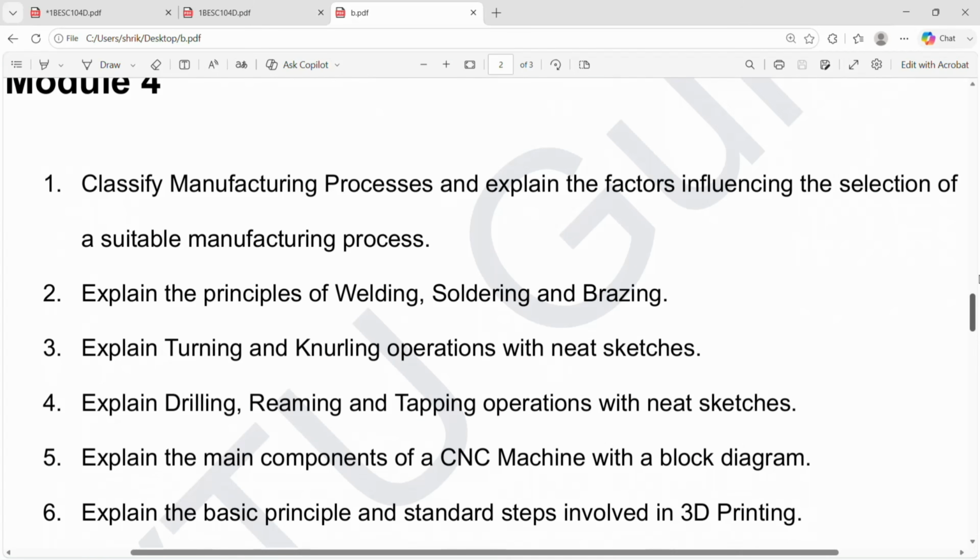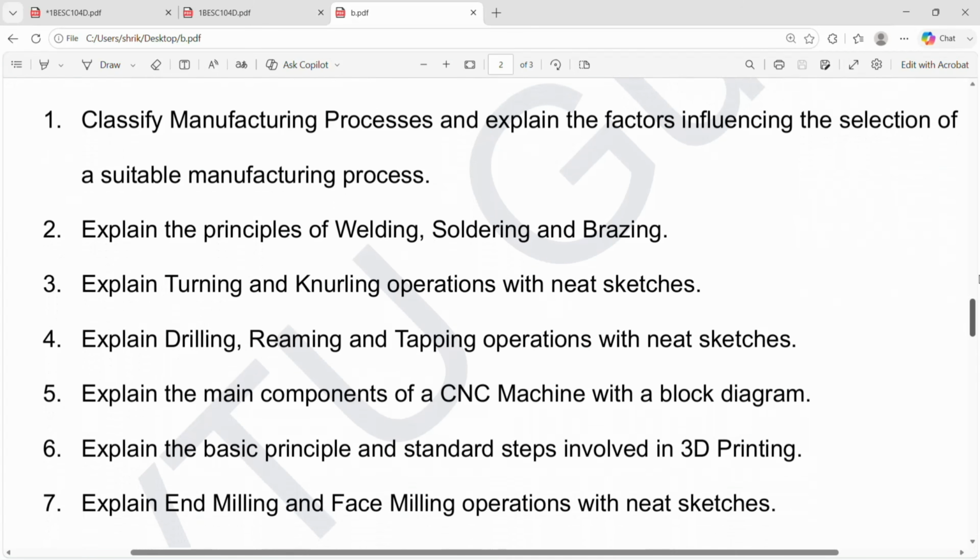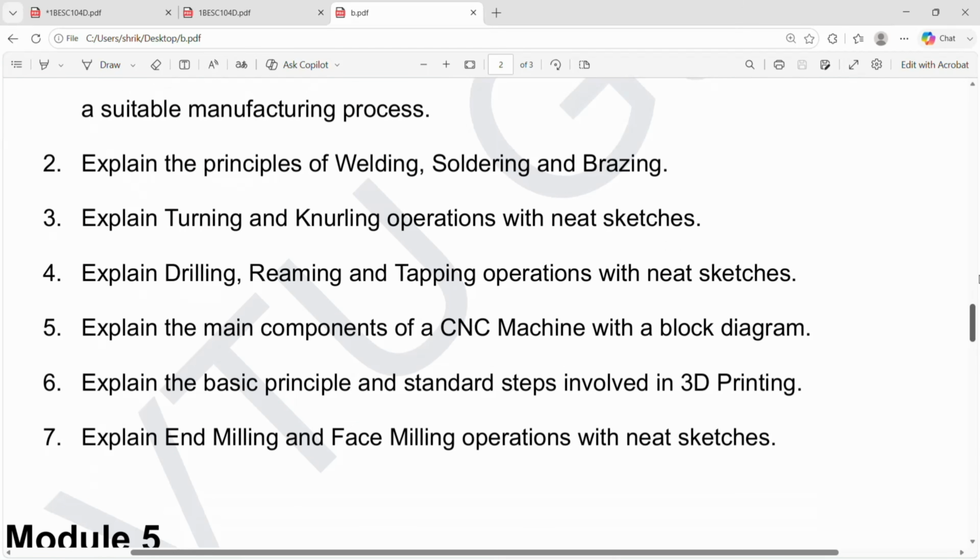Explain the main components of CNC machine with a block diagram. Explain the basic principle and standard steps involved in 3D printing. Explain end milling and face milling operations with neat sketches.